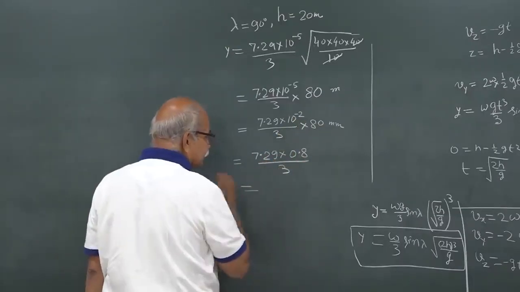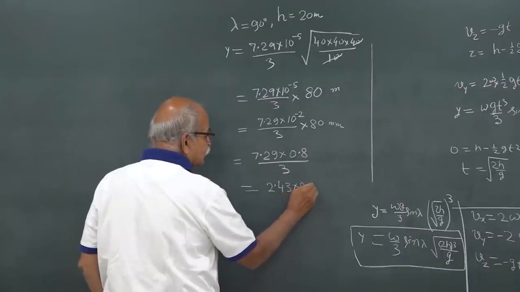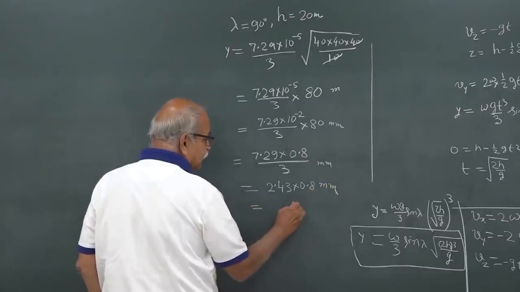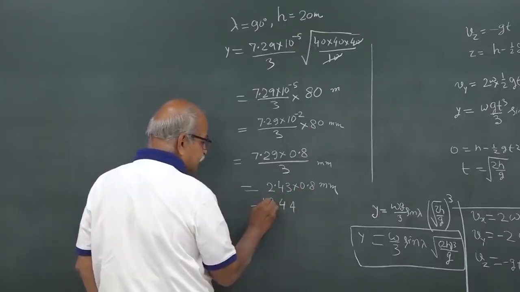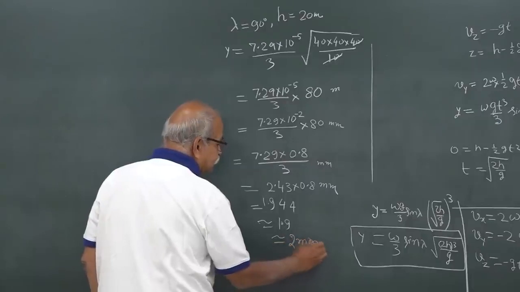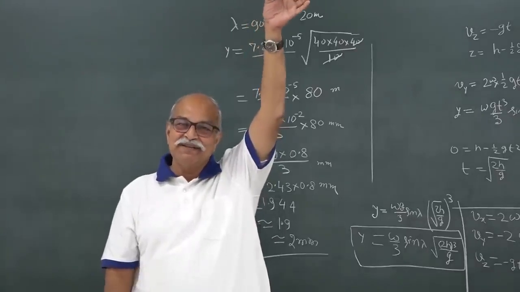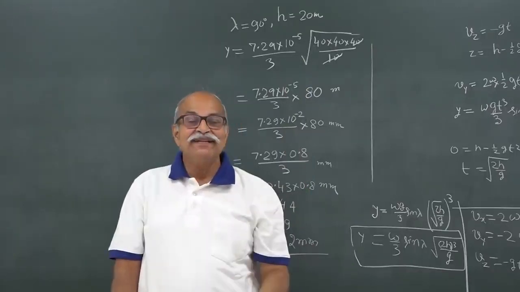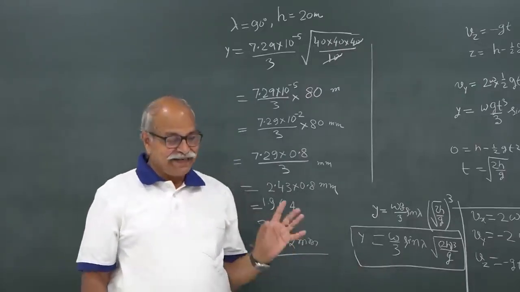How much is this? So, something like 1.9 or 2 millimeter, okay, let us say 2 millimeter. So, that is the order. If you drop something from 20 meters and it falls through those 20 meters, there will be 2 millimeter deflection towards east when it reaches ground. So, that is the kind of effect.